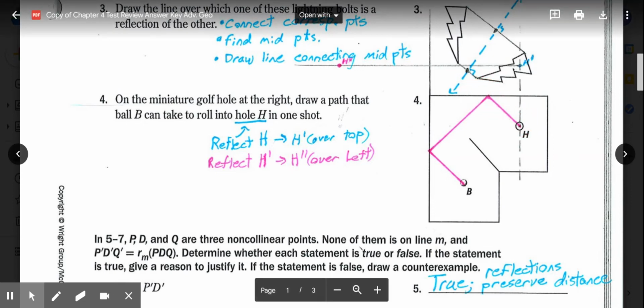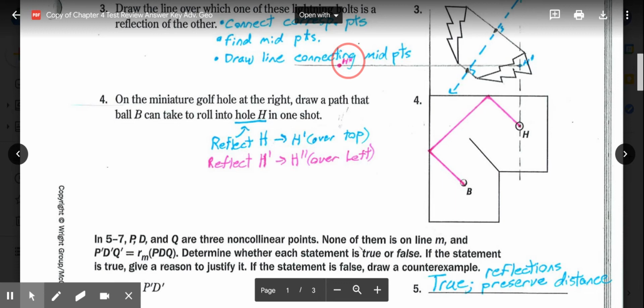So I need to do my reflections in the reverse process. So I would take point H, reflect it over the top to get H prime. And then you would take H prime and reflect it over the side, which you'd want to extend. So H prime reflected over that side to get H double prime.